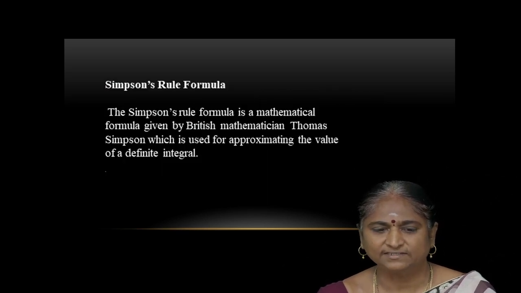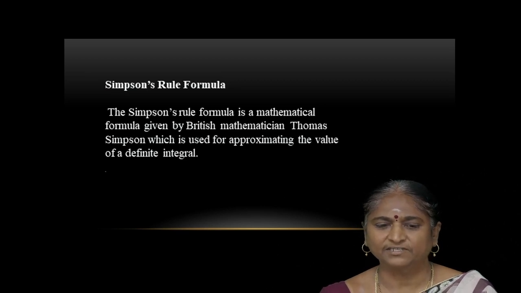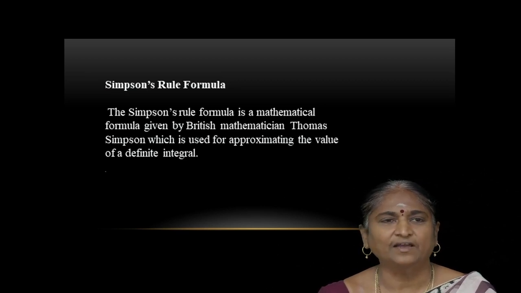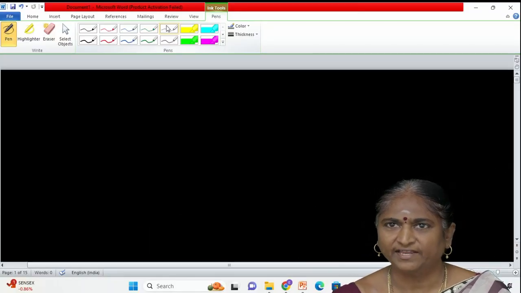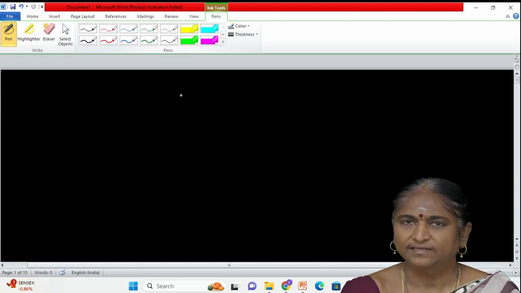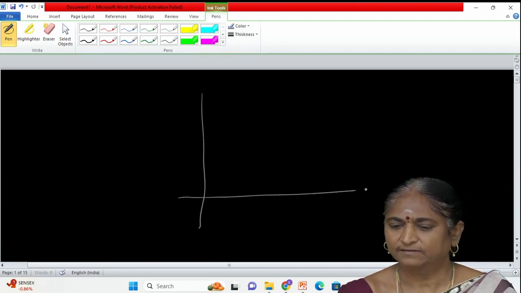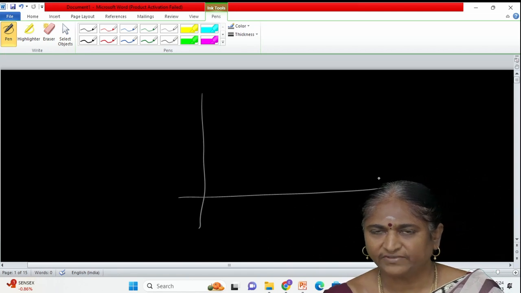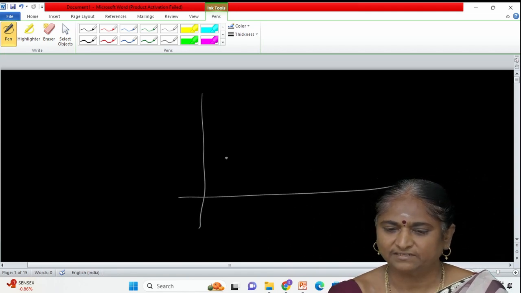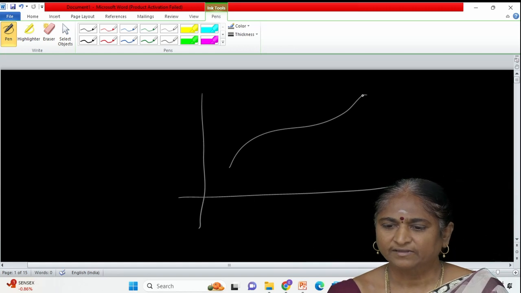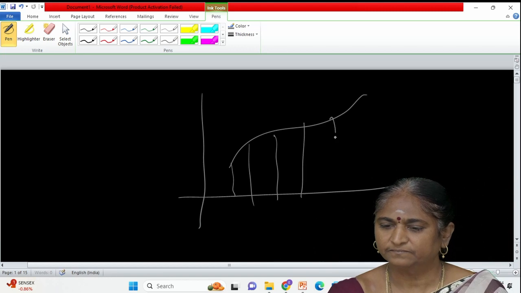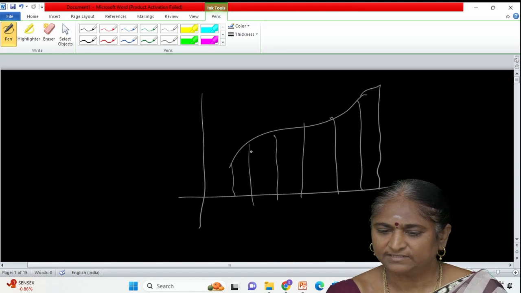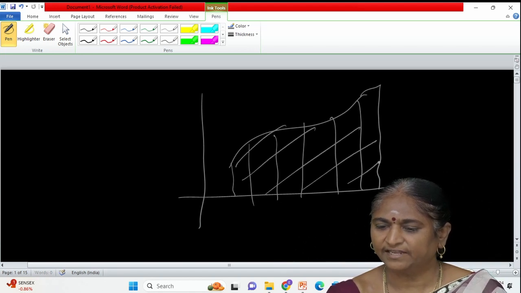Simpson's rule was first discovered by the British mathematician Thomas Simpson, and it is used for approximating the value of the definite integral. Suppose we want to find the area of any object. We just outline the curve of the object, like that. Now we are going to evaluate the area under this curve, which represents the area of the object.